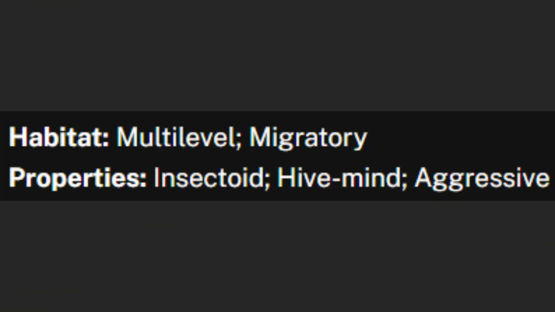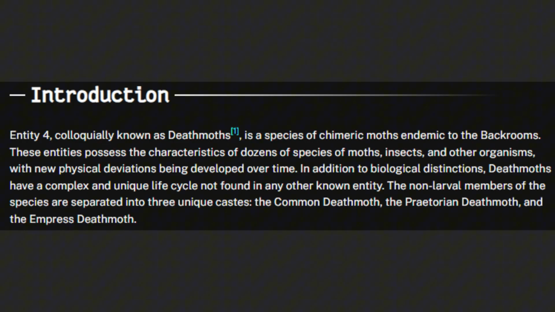Habitat: multi-level and migratory. Properties: insectoid, hive mind, and aggressive. Introduction. Entity 4, colloquially known as Deathmoths, is a species of chimeric moths endemic to the Backrooms. These entities possess the characteristics of dozens of species of moths, insects, and other organisms, with new physical deviations being developed over time. In addition to biological distinctions, Deathmoths have a complex and unique life cycle not found in any other known entity. The non-larval members of the species are separated into 3 unique castes: the common death moth, the Praetorian death moth, and the Empress death moth.